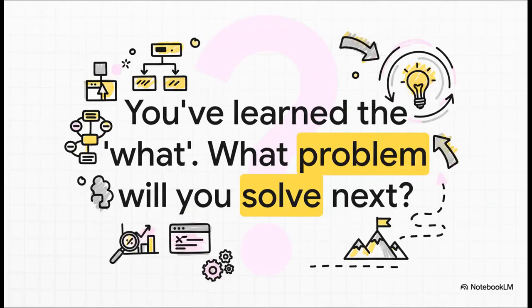So, you've learned the what. You have the keys to the command line kingdom. These commands are the building blocks you can use to solve an infinite number of problems. The only question left is, what cool problem are you going to solve first?